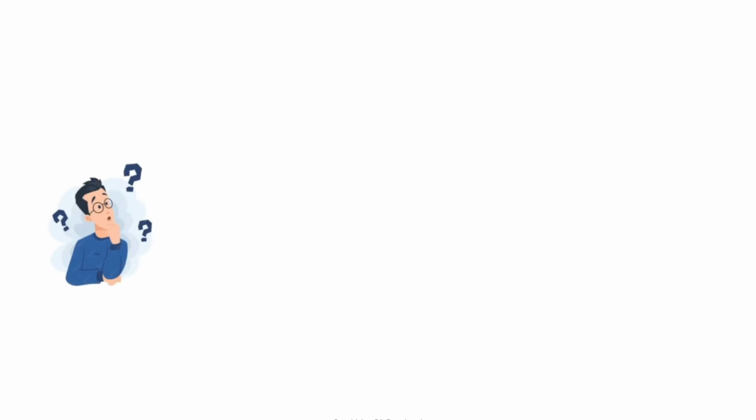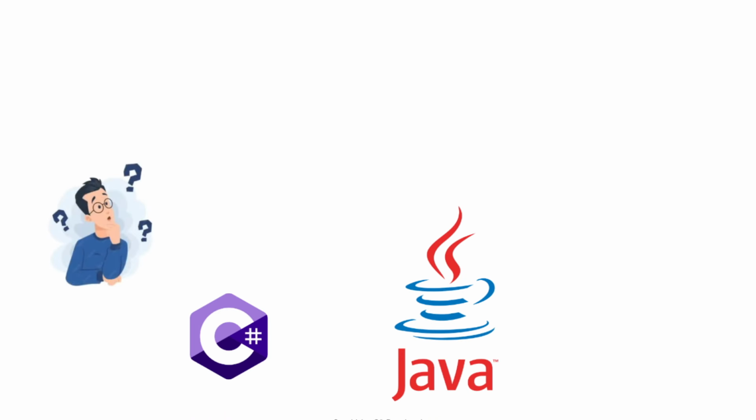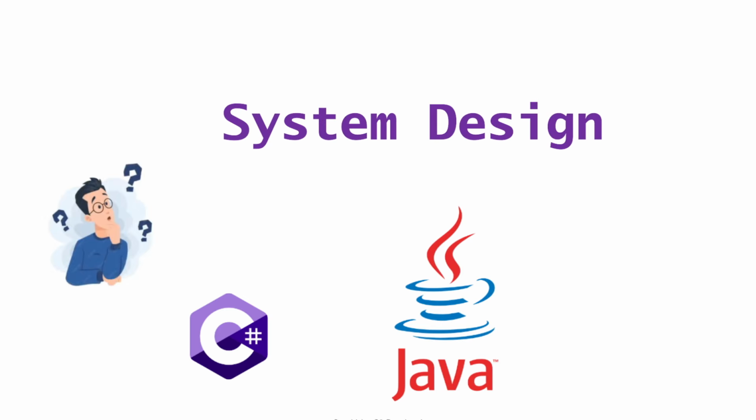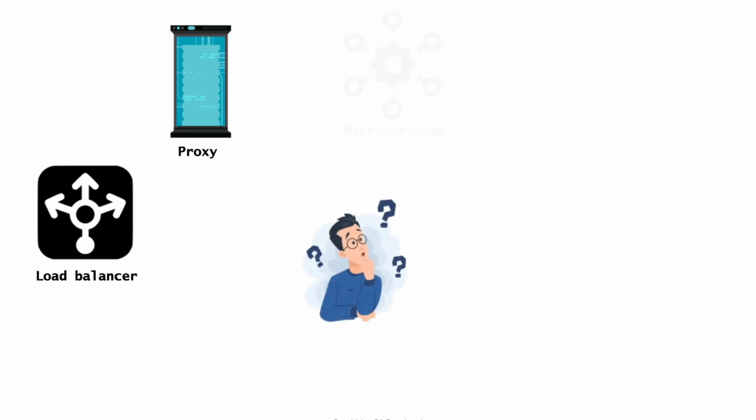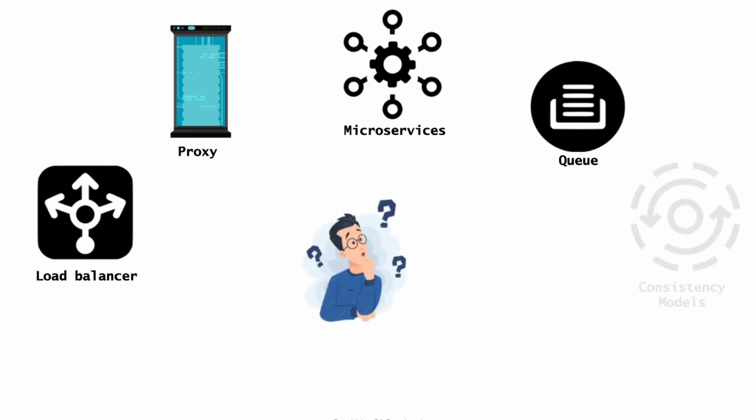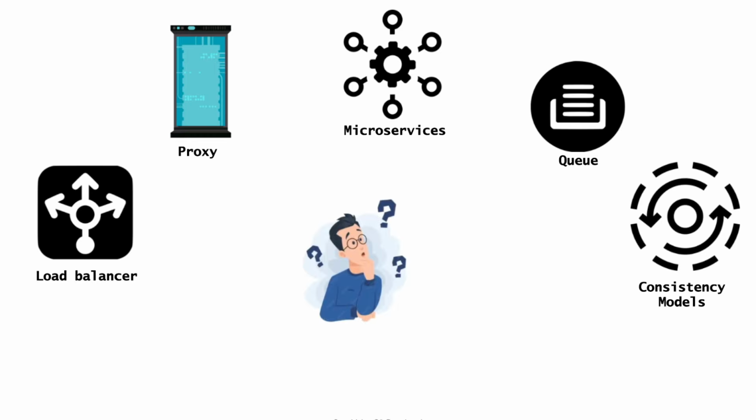If you're a .NET or Java developer, you've probably heard it 1,000 times. You need to learn system design. But every time you try, it feels like diving into chaos. Load balancers, proxies, microservices, queues, consistency models. And you're left wondering, where do I even start?